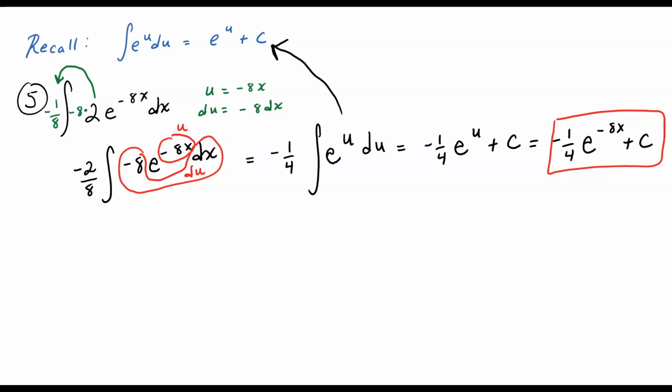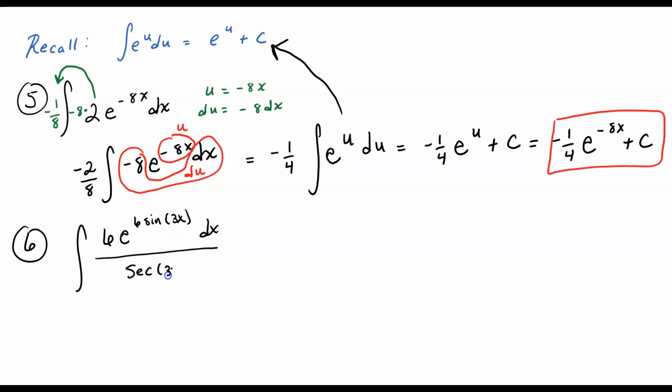Let's take a look at another. This next one's kind of interesting now that I'm looking at it. So let's take a look. I've got 6e to the, I believe it's 6 sine of 3x, and then of course dx, and then it's all going to be placed over the secant of 3x. Okay, so this one is a really nice example because it makes use of this kind of u substitution, but then you also have to know some trig identities.